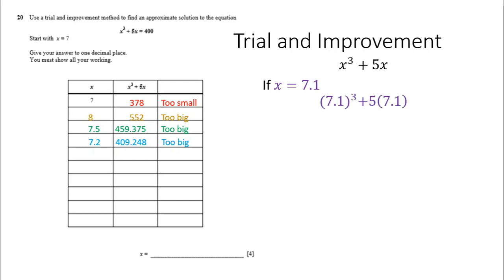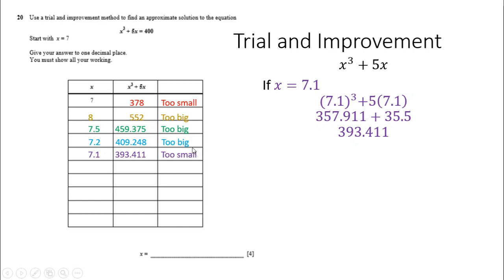Now when I put 7.1 in, 7.1 cubed plus 5 times 7.1, that gives me 357.911 plus 35.5, which makes 393.411. That looks really good. It's getting really, really close now. Now this is too small and this is too big. I still have to try one more thing because I don't know which one's better. I could guess, but I don't want to guess.